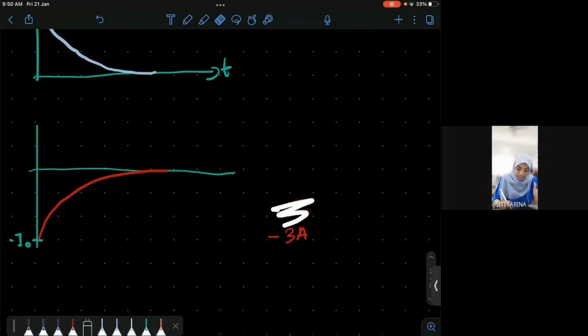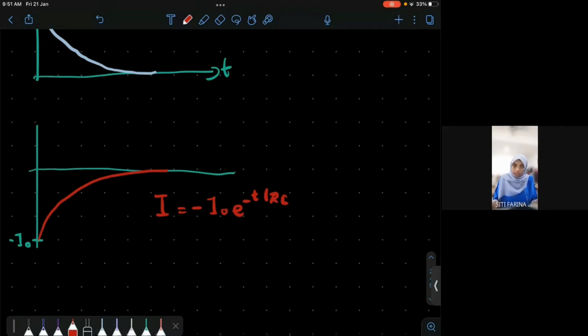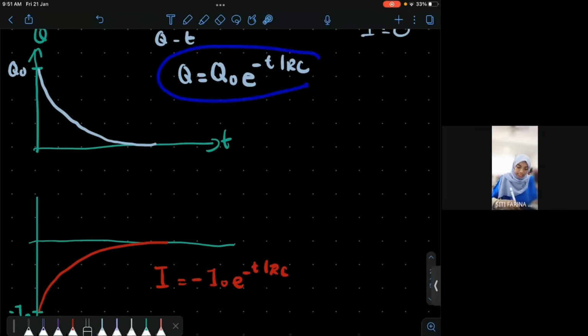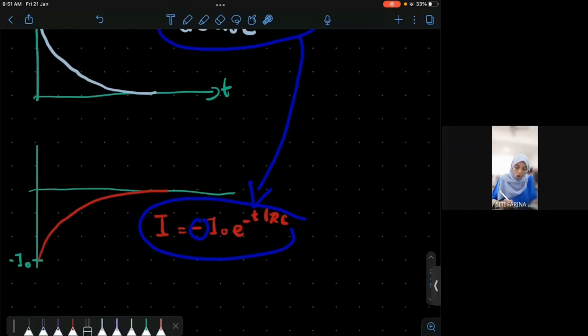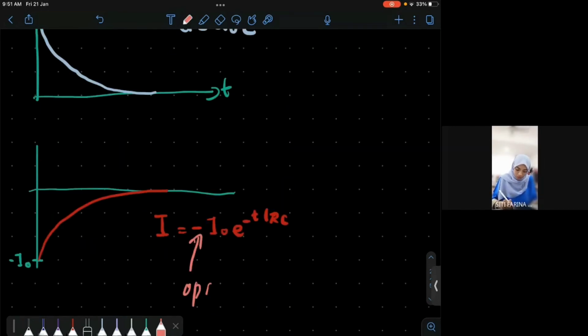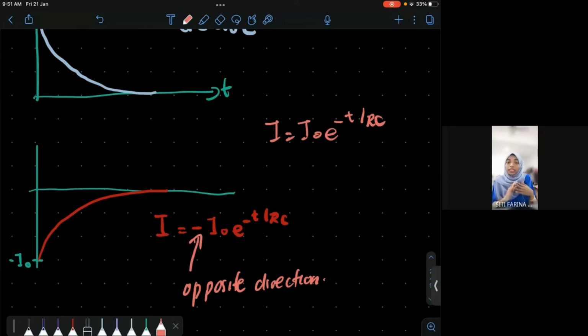However, since this exponential is also decreasing, exponentially decrease, dia exponentially decrease cuma on the negative side, equation dia adalah I is equals to negative I0 exponent negative T over RC. Okay. Sama saja dengan discharging untuk charge, current punya discharging sama, cuma dia ada extra negative to indicate opposite direction sahaja. However, when you want to do the calculation, awak boleh simply use I0 exponent negative T over RC. Boleh neglect. Okay, tak ada masalah. Memang diterima. Kita akan abaikan that negative.